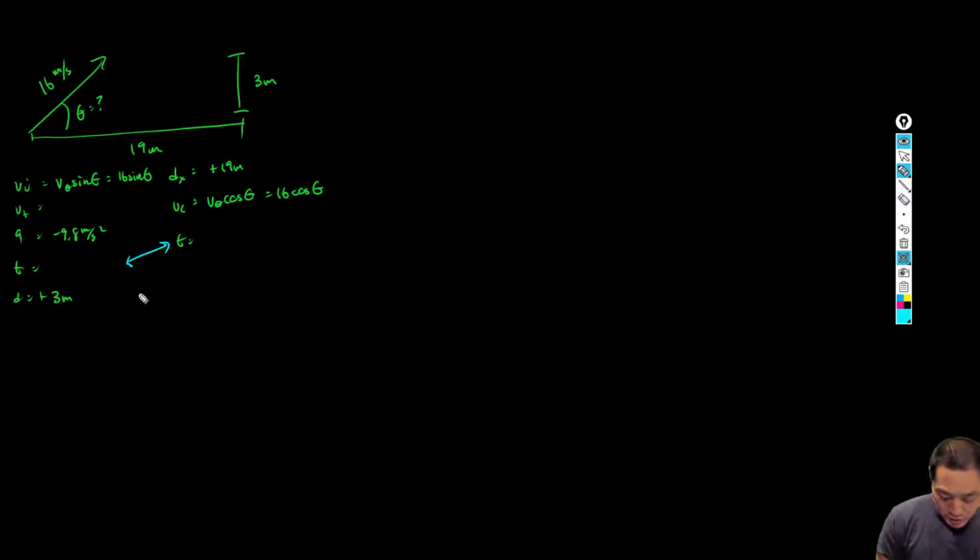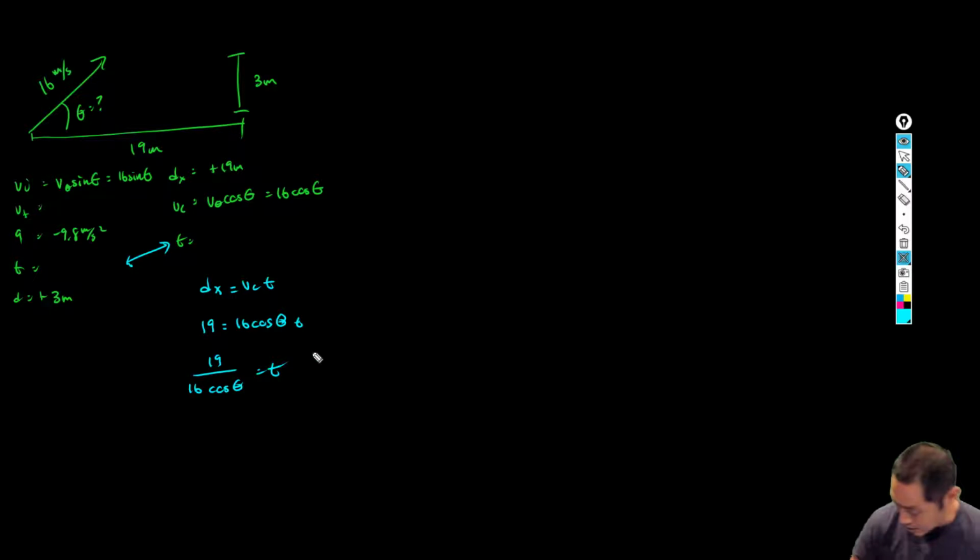We're going to solve for t on the left, solve for t on the right, and combine or substitute. I think I did substitute. So here we go. Let's see, which one's easier? I think in the end it's about the same. Let's just do this side this time. d_x is equal to V_x t, and d_x is 19. I'm going to drop the units just to make it as clean as possible. 19 equals 16 cosine theta t. I'm going to isolate the t, so 19 over 16 cosine theta equals t. So that's that side.